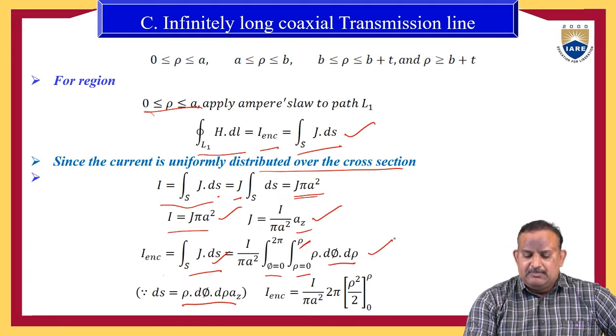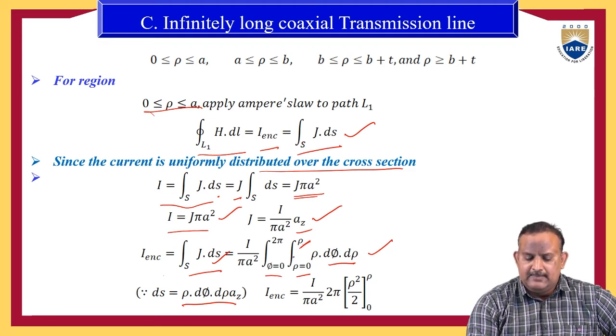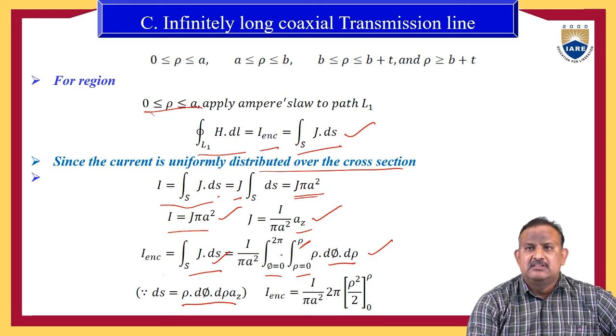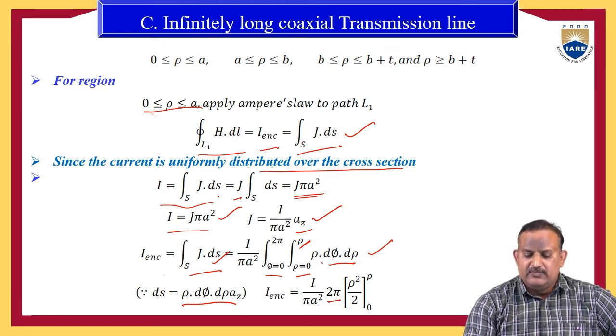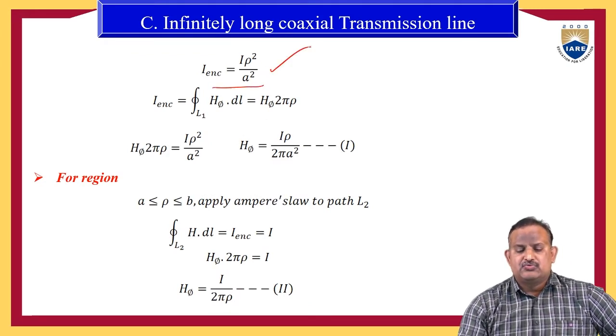Therefore, if we simplify the equation, we can integrate phi separately and rho separately. If we integrate phi, it is 1 into d phi, which means it is phi only. If we substitute the limits 0 to 2 pi, we have 2 pi. Then if we integrate rho, the integration of rho is rho square by 2 between the limits 0 to rho. Therefore, I enclosed becomes I into rho square by a square.